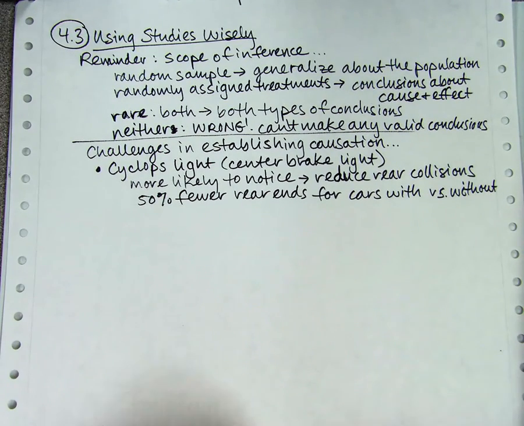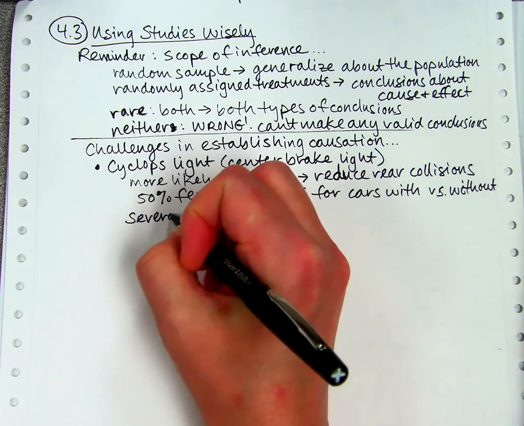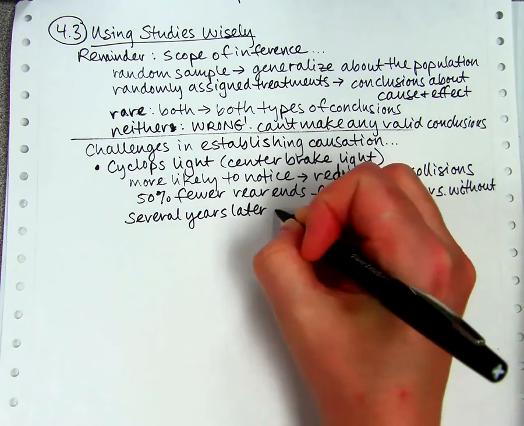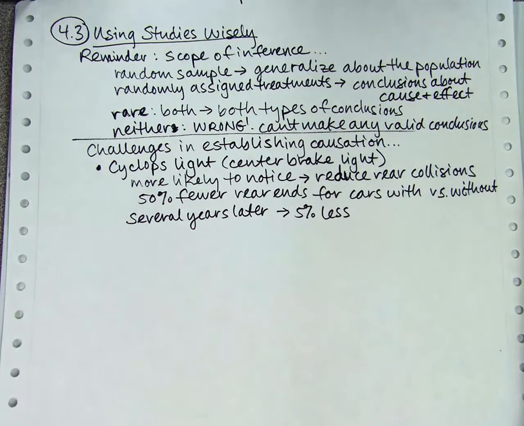And several years later, they did their study again. And they found it was only 5% fewer rear-end collisions for the cars that had the light versus without. And they're like, well, what happened?